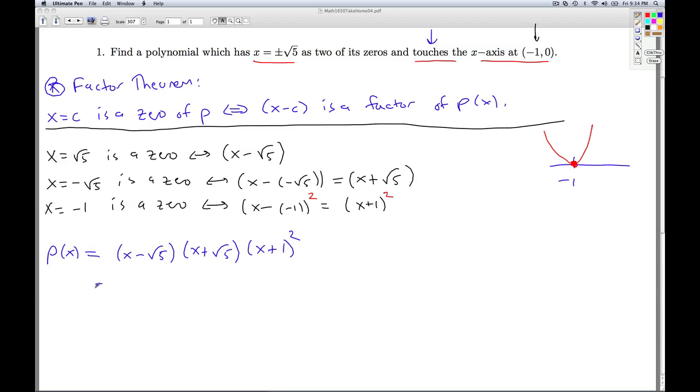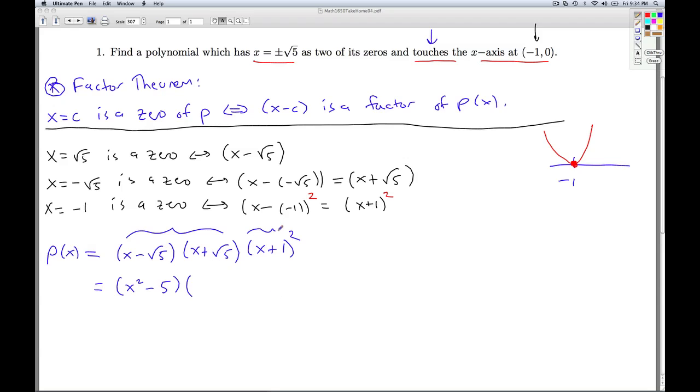Let's start multiplying this out. We multiply the first two factors together. We have the difference of squares. So I've got x squared plus x square root 5 minus x square root 5, which cancels out, minus square root 5 times square root 5, which is minus 5.